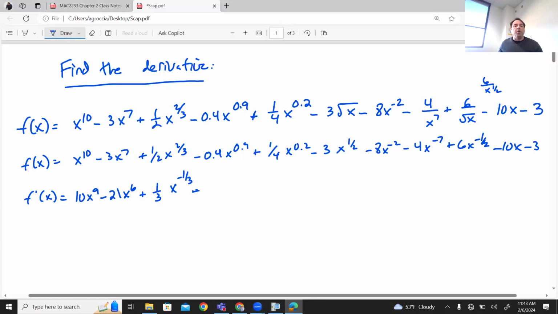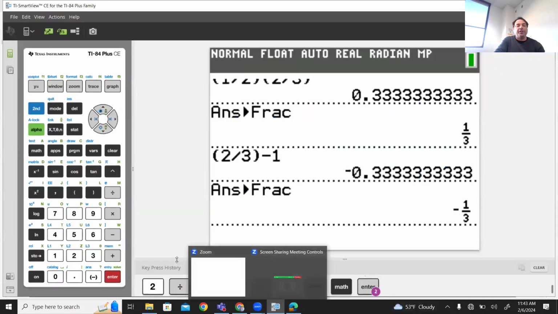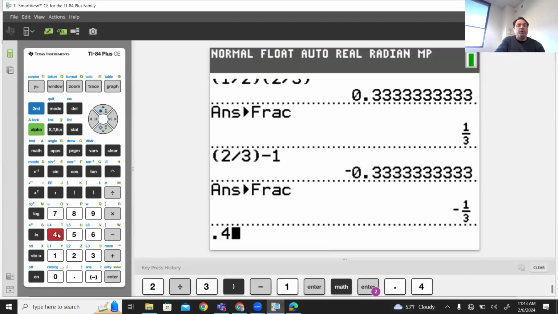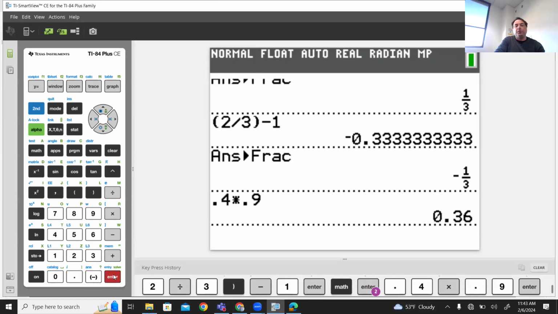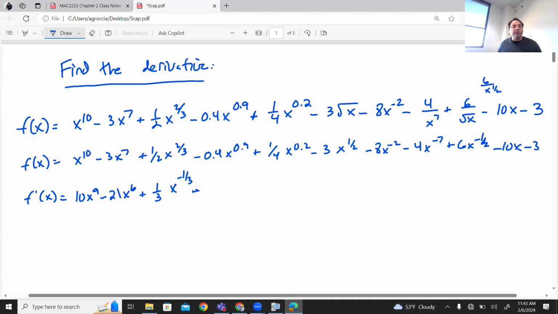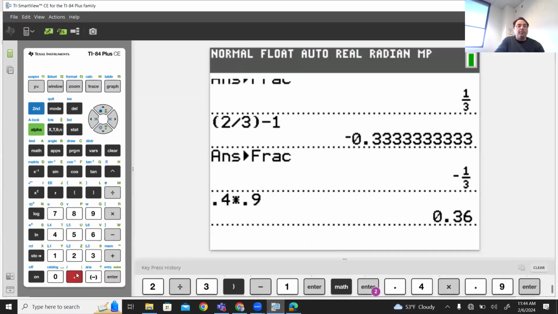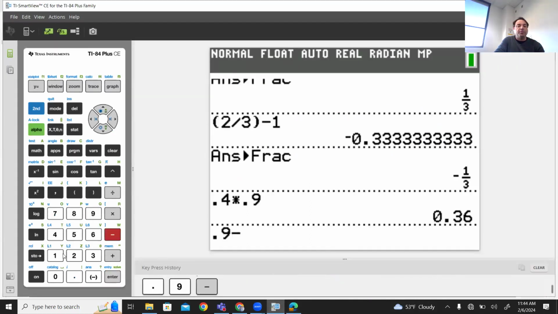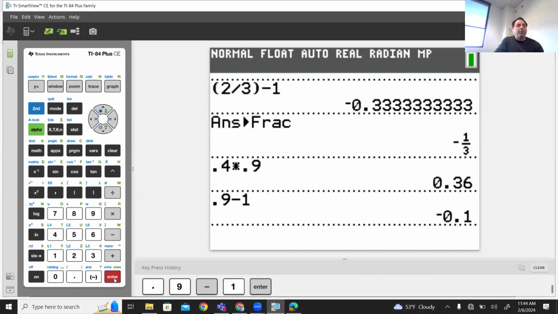You may not know what 0.4 times 0.9 is. It's 0.36, but again, you can use your calculator. 0.4 times 0.9 gives you 0.36. There's no excuse, no worries. We should be good with fractions and decimals. And again, if you subtract 1, you get -0.1. Again, if you need to use your calculator, 0.9 minus 1 is -0.1.